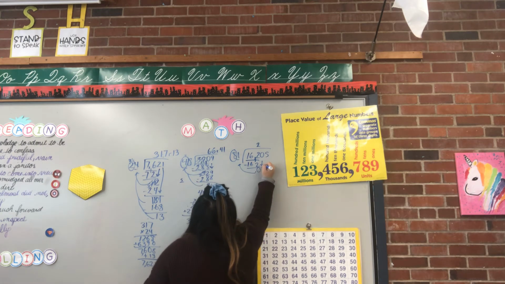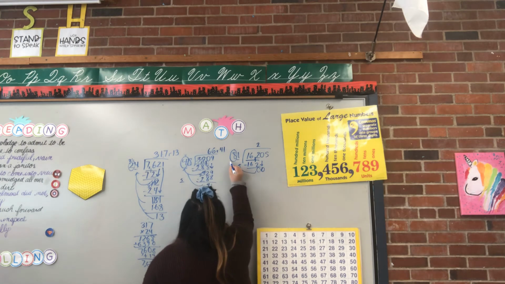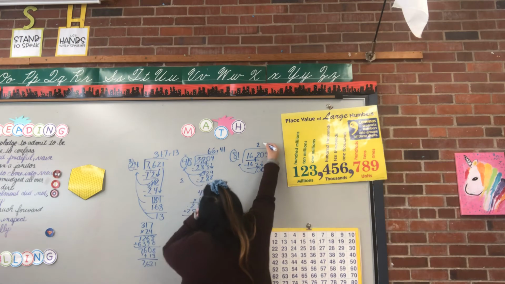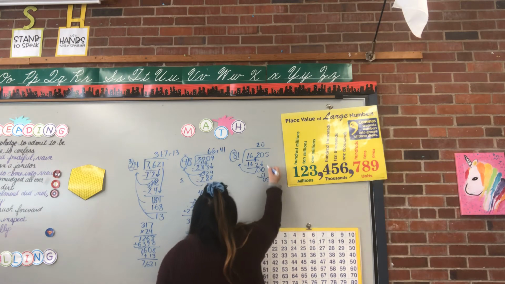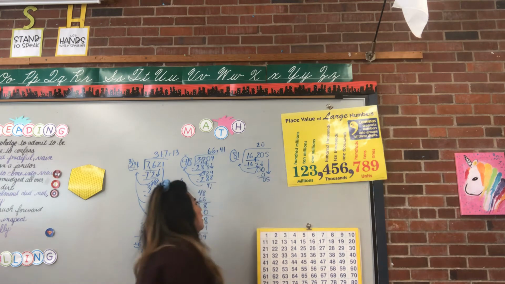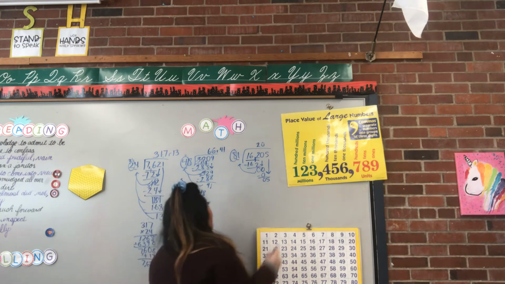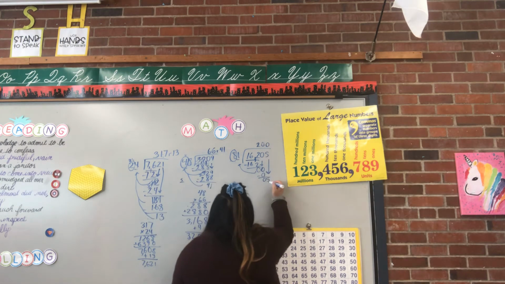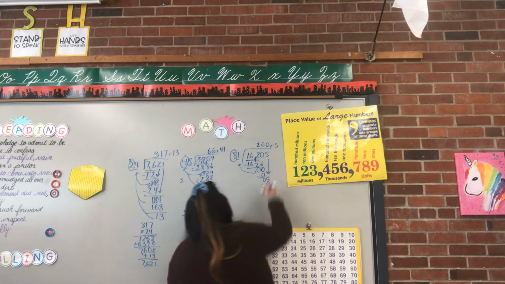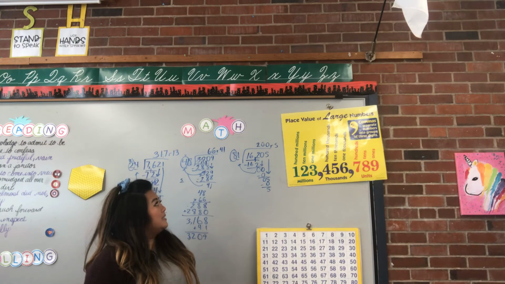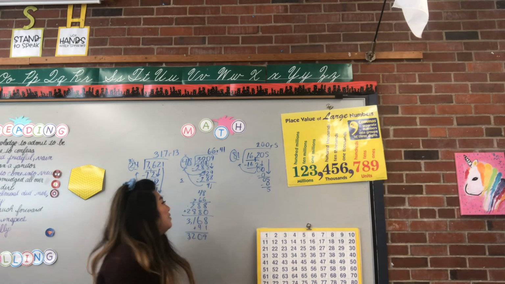Then you bring down another 0, 8 goes into 0, 0 times, and you subtract, and then you get 0, and then bring down the 5. Now, some of you will go, 8 goes into 5, and it goes into it 0 times, and wow, that was very anticlimactic because it was very simple.